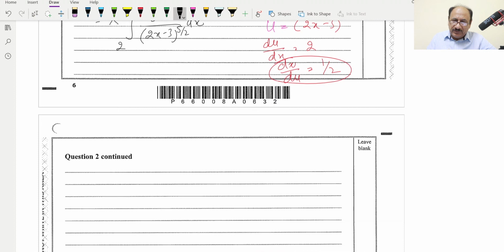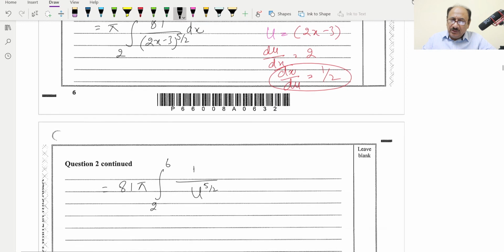Now we can write the next step by replacing the u value, so we will get 81 pi, which we can also write outside the integral. The integral will be from 2 to 6, of 1 over u raised to the power 5 by 2, and dx by du will be replaced.